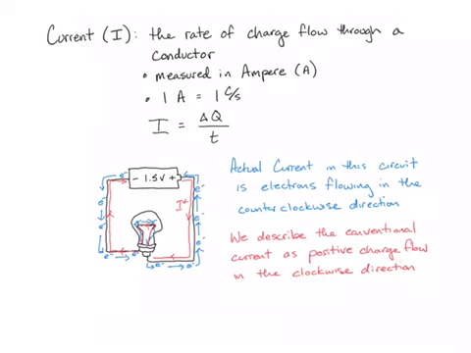So once again, just to recap, for this circuit the actual current would be electrons flowing in the counterclockwise direction, but we would describe this current in terms of conventional current, which is positive charge flow, which for this circuit would be in the clockwise direction. So let's try a calculation with current.